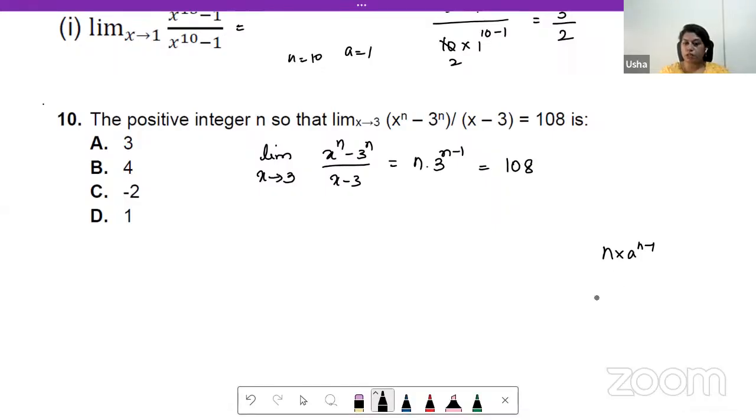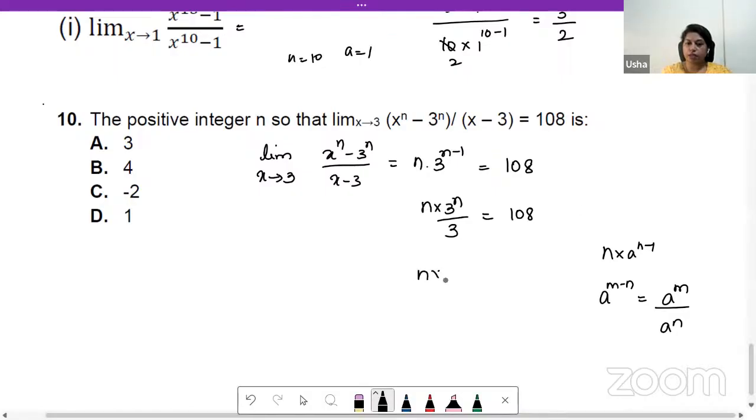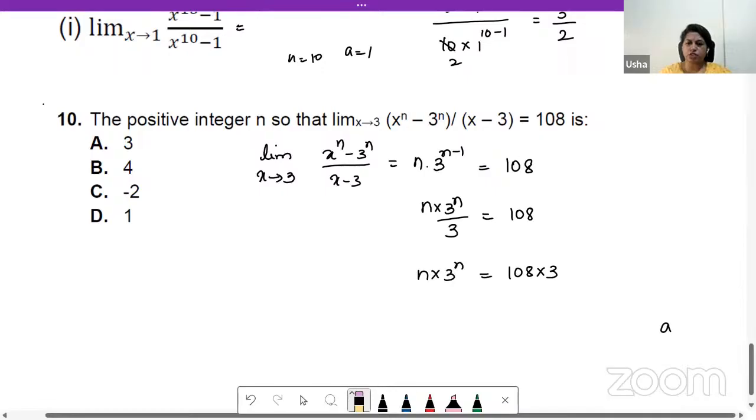Now 3 power n minus 1, if you know laws of indices, a power m minus n, you can write it as a power m divided by a power n. So this 3 power n minus 1, I will write it as 3 power n divided by 3. Now this 3 goes to the right hand side: n into 3 power n is equal to 108 into 3. Now what you have to do, or even at this stage, is just substitute n values and find out which of these gives you 108.